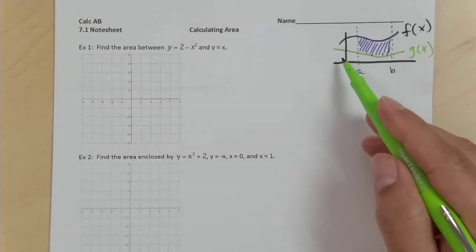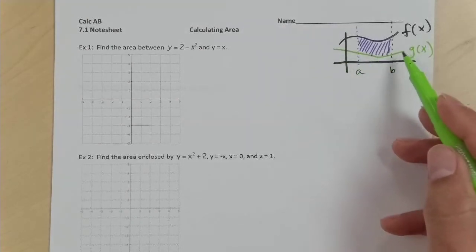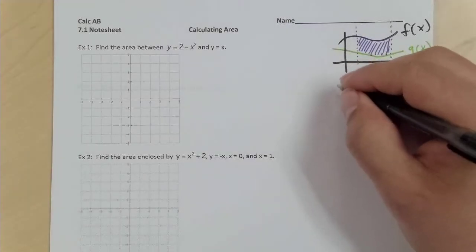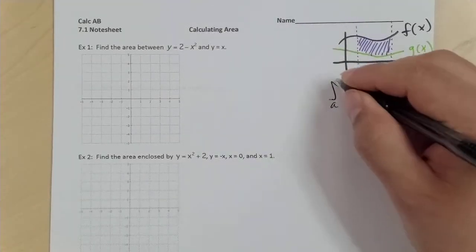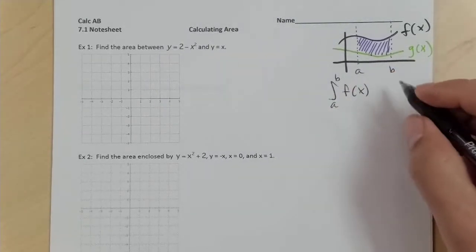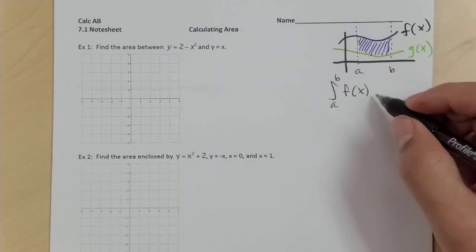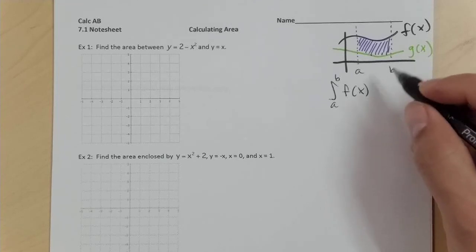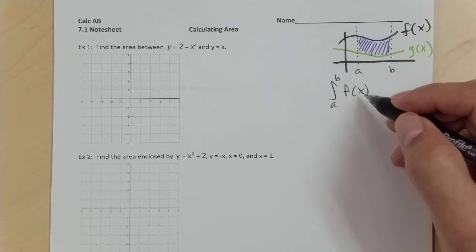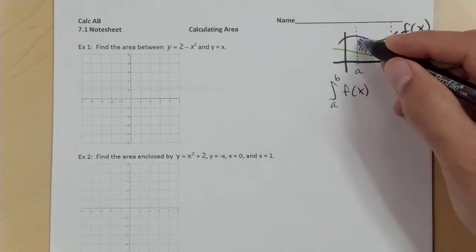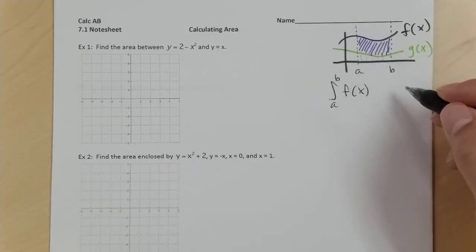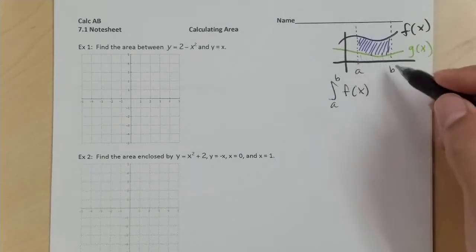If I did not have this green function, and I just wrote down the integral from a to b of f of x dx, what does that give me? If I didn't have the green and I just found this integral, what would this tell me? Just the area underneath. The entire area underneath f of x. Does that make sense? From A to B, right.